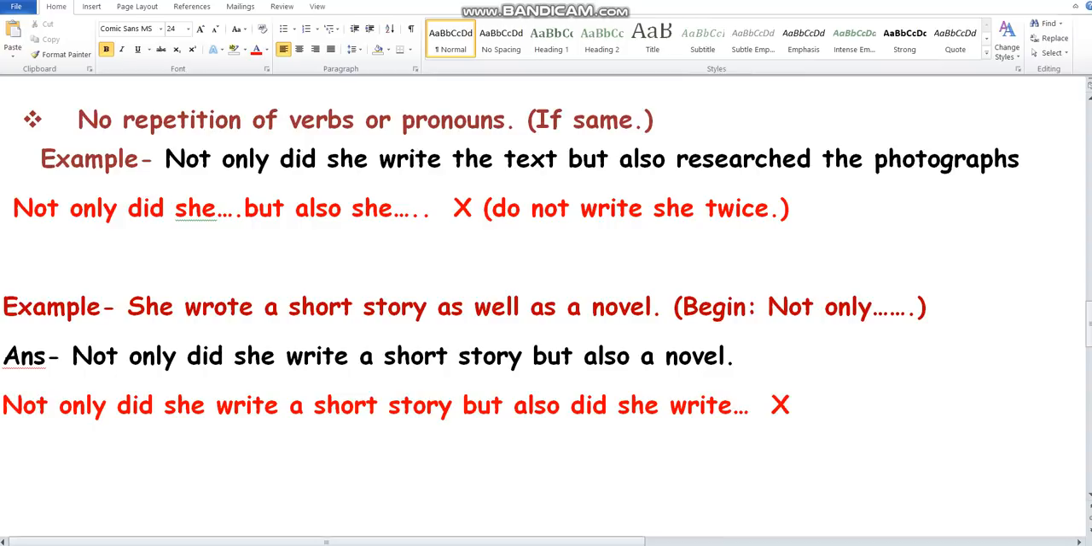Before we proceed, I request you to write all these examples in your language registers because you will have to mail the classwork to your respective subject teachers. So please write all the examples, all these questions along with their answers in your register neatly.